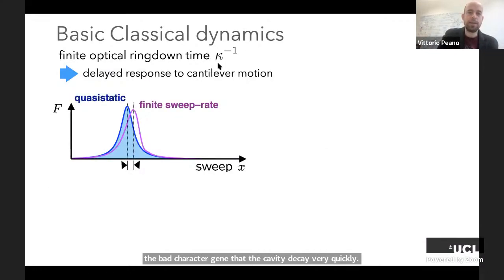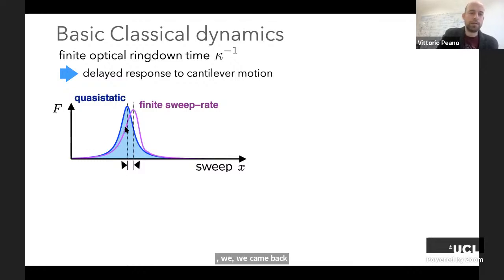What is also interesting is if I start to have a really very good cavity, and I consider a finite ring down time, in this case I start to have very interesting retardation effects. So how does it work in the simplest setting? The blue curve is basically the response of the cavity if you wouldn't have any optomechanical coupling. Imagine that you set X, you apply a force and you change X. The cavity has a finite decay, and so the response of the light will be just a Lorentzian with width kappa.